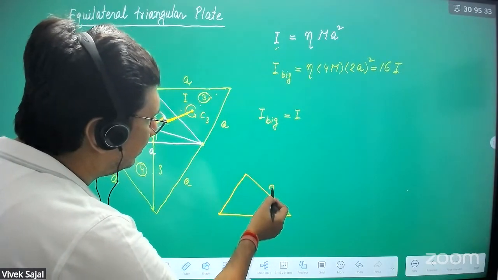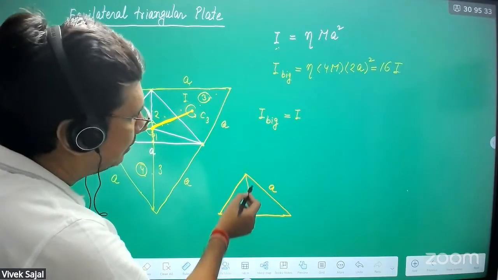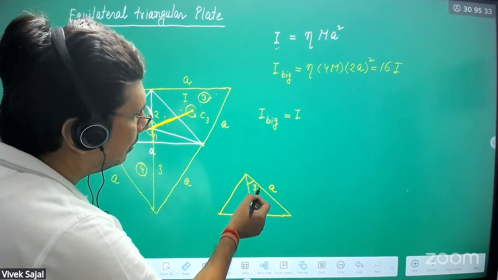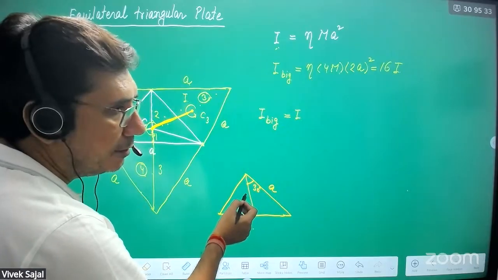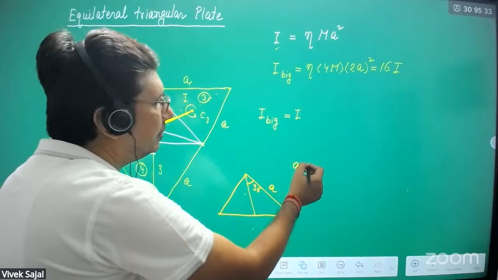Here this is A. So what will be this total length? This is 30 degree, so this will be A cos 30. Okay, how much will this be? This will be A cos 30.